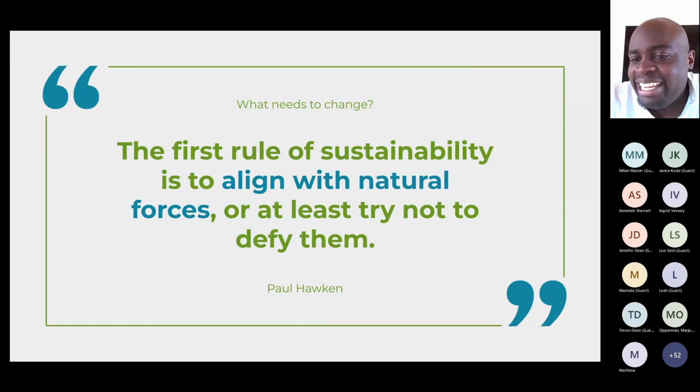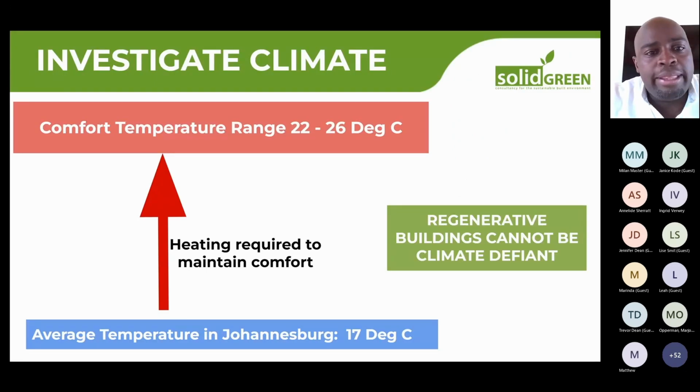So I normally use this slide at the end of a presentation or right at the beginning, but for this particular one, the middle was quite good, because this is a really key concept that we all need to understand about where we are and what is possible. This is a quote from Paul Hawken, who was a speaker at the GBCSA a few years ago, has a couple of books on sustainability. And it says the first rule of sustainability is to align with natural forces, or at least try to not defy them.